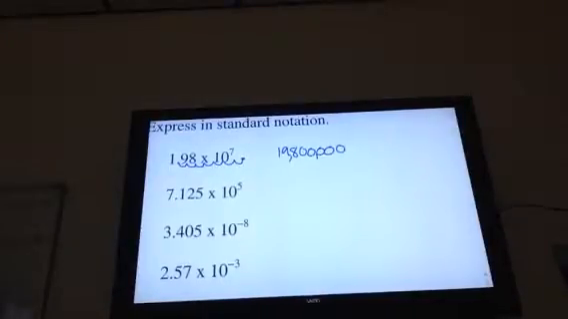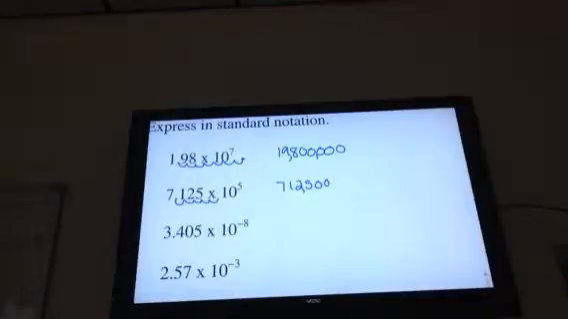Likewise on the next one, 7.25 times 10 to the 5th power. I'm going to go 5 places to the right. So 1, 2, 3, 4, 5, 2 spots past the 5. So I'm going to fill in 2 zeros and end up with 725,000.